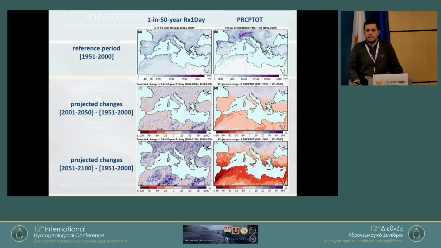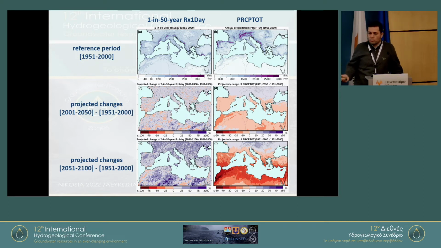Here we present the 1 in 50-year extreme daily precipitation event in the left column for the reference period, and the projected changes for the first and the second half of the 21st century. These are the absolute maximum events, and despite the negative trends that we have seen in the previous maps, we do expect some increases in this absolute extreme rainfall, mostly for the second half of the 21st century. It's not very clear here, but most of these changes are also statistically significant.